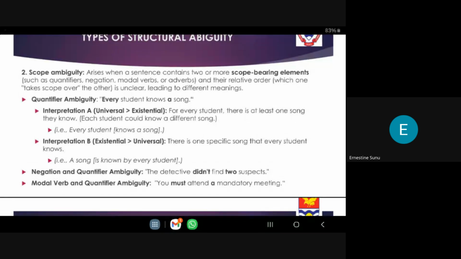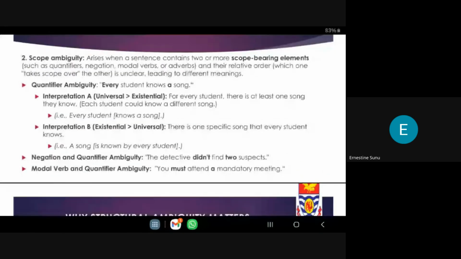Then negation and quantifier ambiguity. The detective didn't find two suspects. One is that the detective did not find two suspects, but he might have found probably no one or more than two. Then it can also mean that there were two suspects and then the detective searched for them and did not find them.